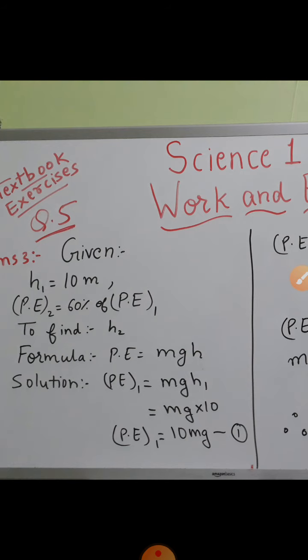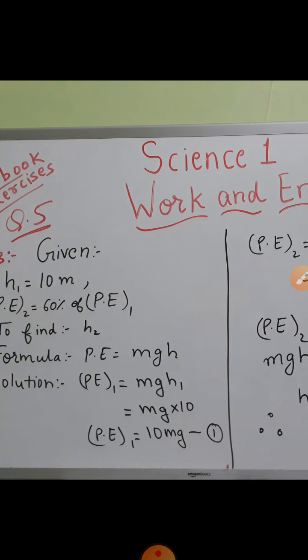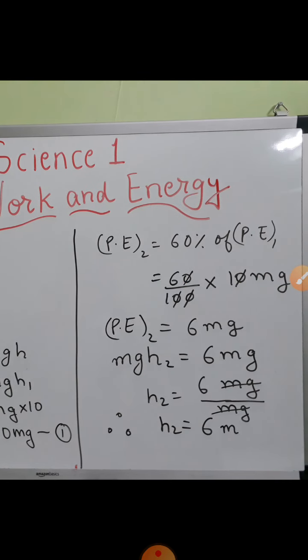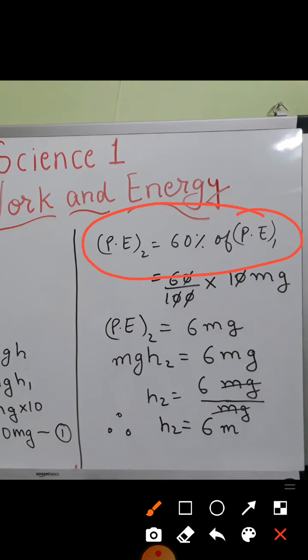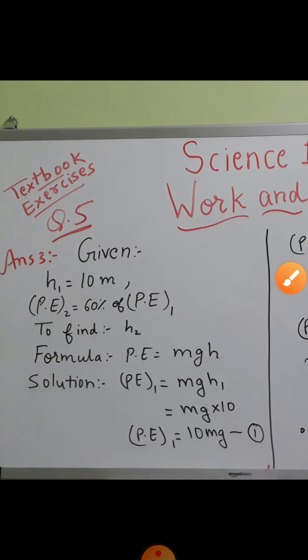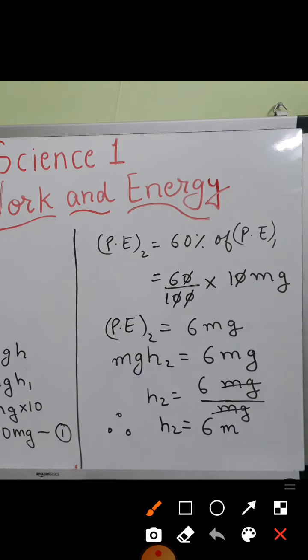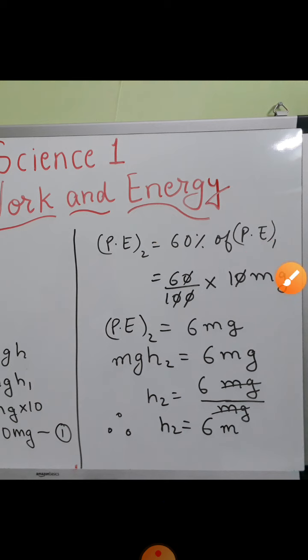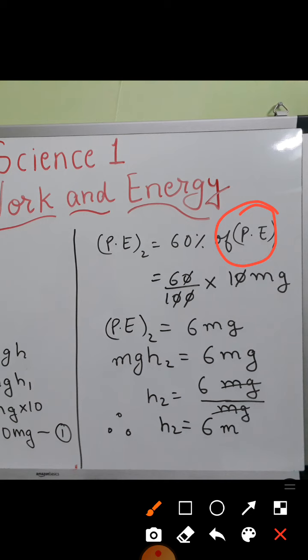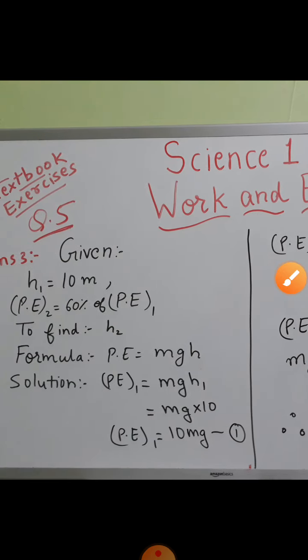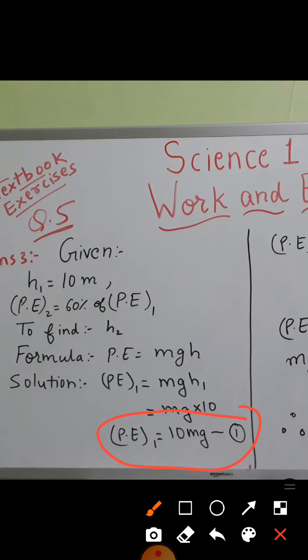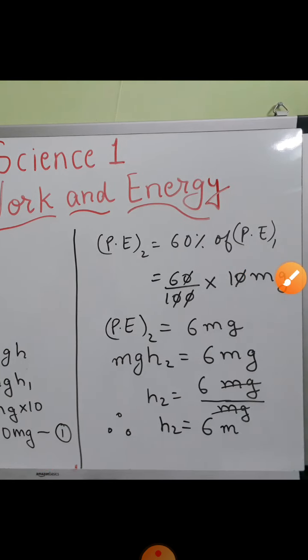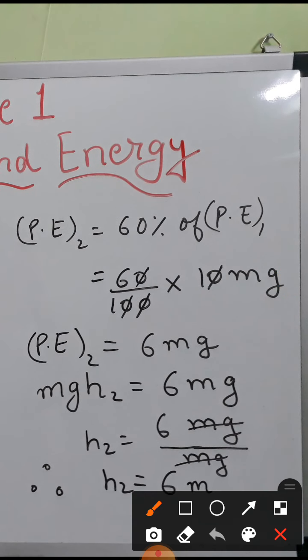Now second case, when energy is reduced, then we have to write like this. Potential energy 2 is 60% of potential energy 1, as we have seen earlier. Because it is reduced by 40%, that's why 60% of potential energy 1. So 60% can be written as 60 upon 100. Then potential energy 1 is how much? We have seen just now from equation number 1. It is 10 mg, 10 into m into g. Now here putting the value of potential energy 1 in this equation, we are getting this.